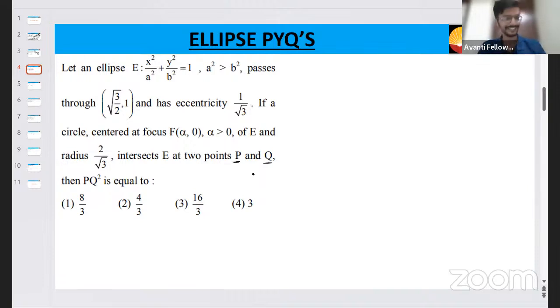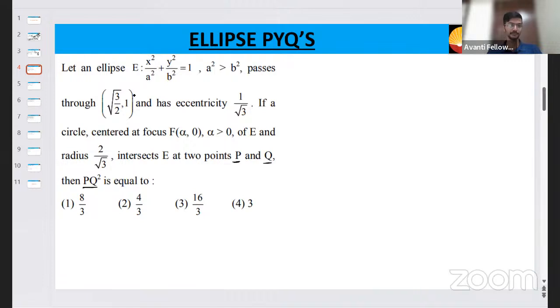See, again, I am telling you, for questions on coordinate geometry, it is better to read it part by part. So let's start with what is required. We need the distance PQ. So if I get the coordinates of P and Q, I can easily use the distance formula. So our main aim should be getting coordinates of P and Q. Let us solve this here.